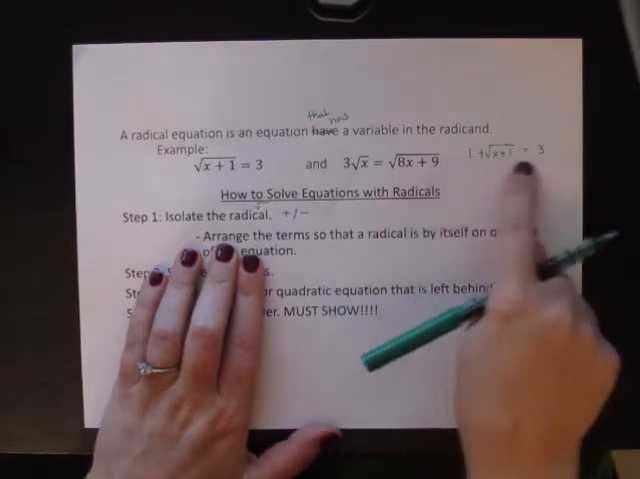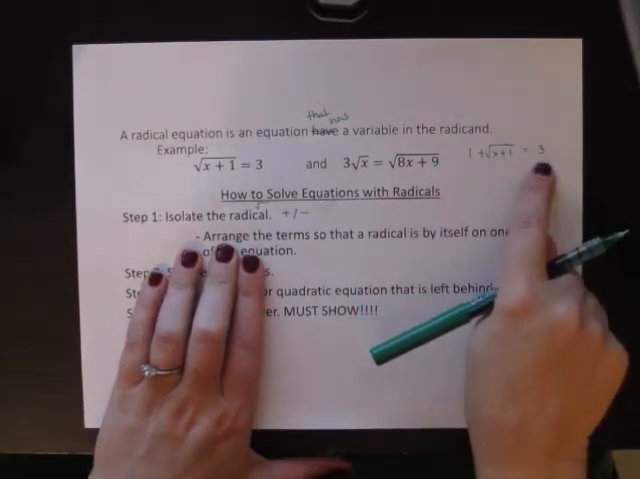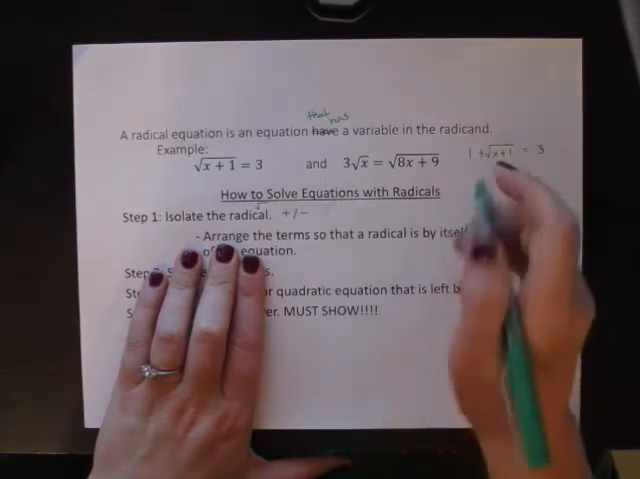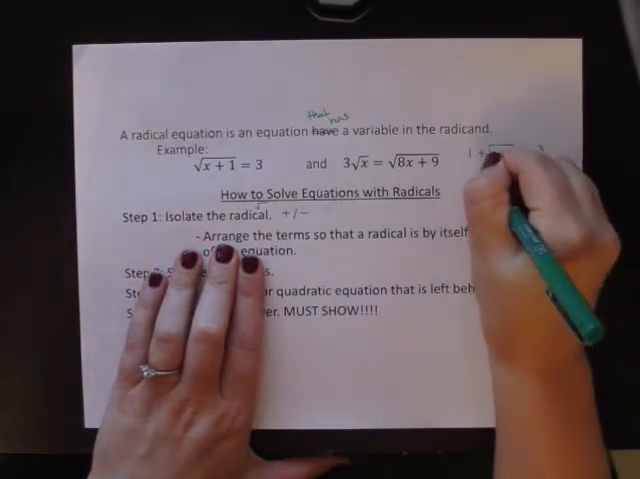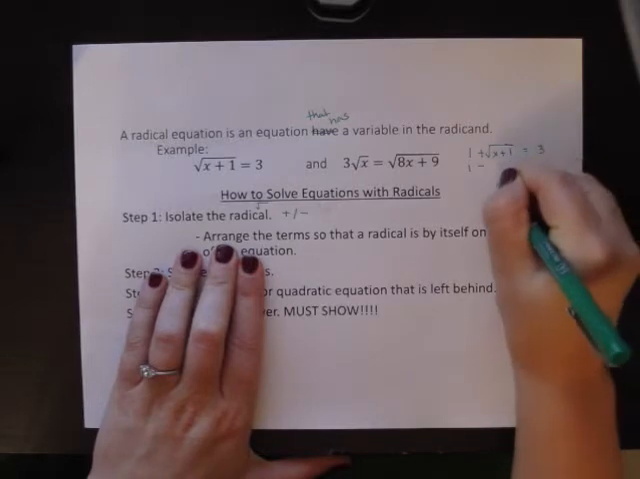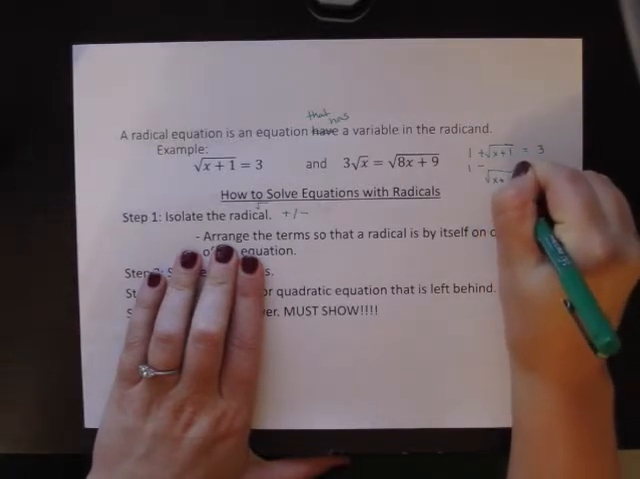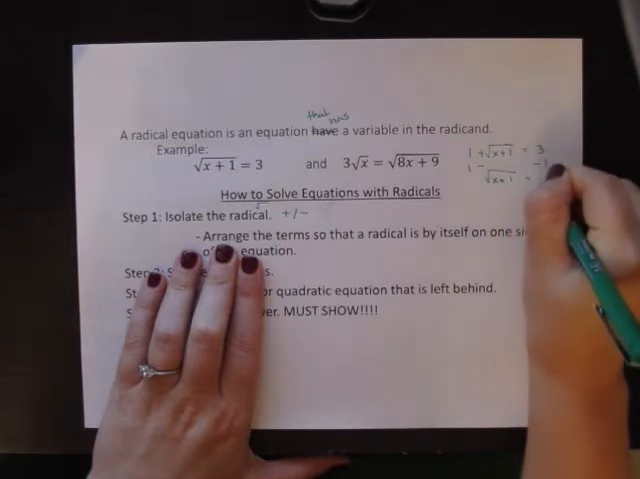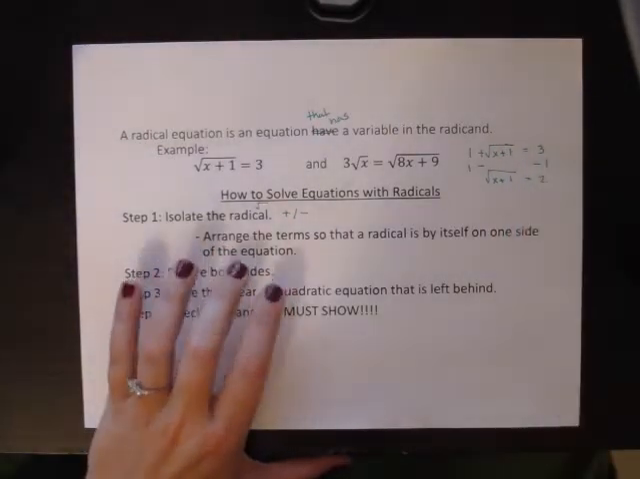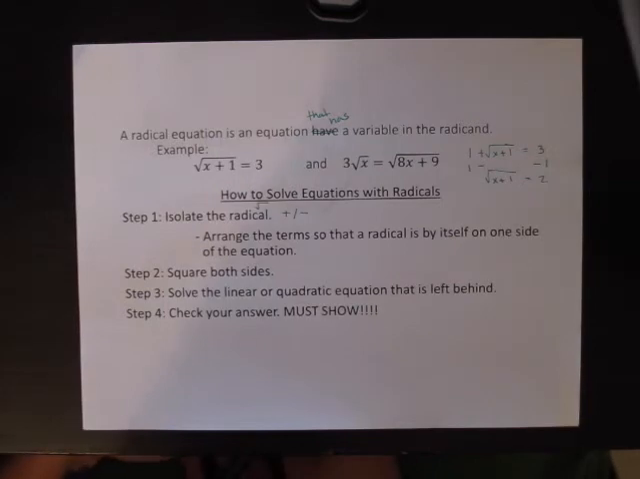But then this last one right here, we would have to isolate the radical because we would be adding 1. So what we do first is we subtract the 1 on both sides. So we isolate the square root of x plus 1 equals 2, because 3 minus 1 is 2. Arrange the terms so that the radical is by itself on one side of the equation.